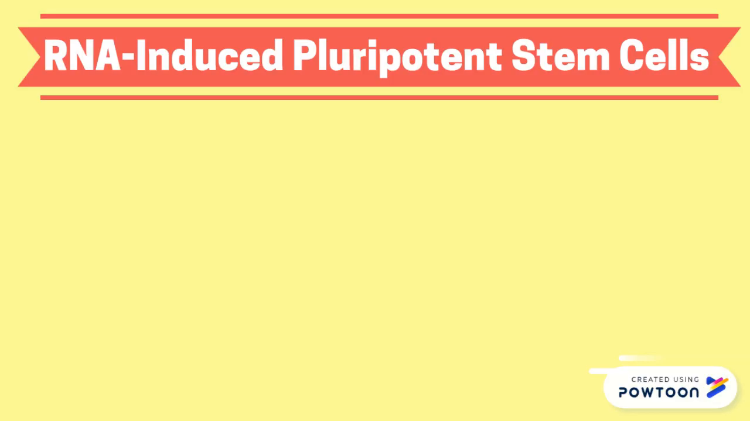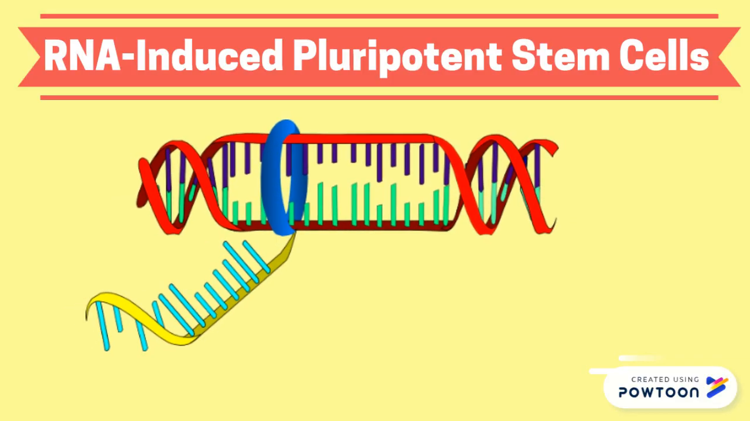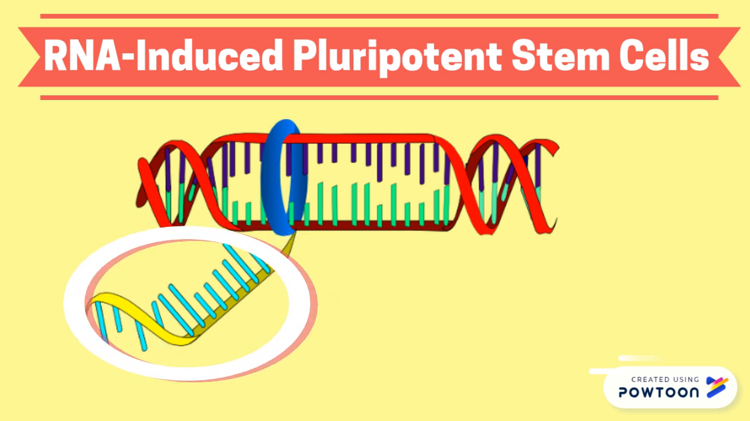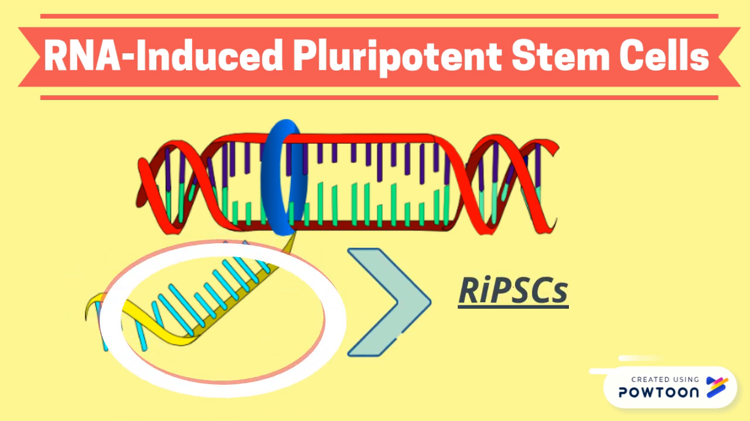Other than the three approaches mentioned, a study from 2010 revealed that RNA molecules, which are transcripts for the same genes used in reprogramming, produce induced pluripotent stem cells.